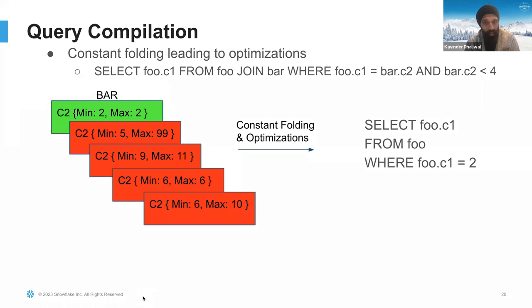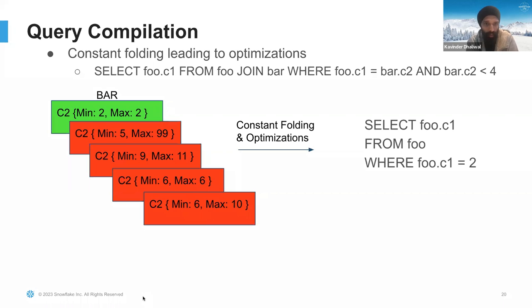The min-max values of C2 in that file, regardless of how many rows it has, will be 2. That lets us substitute 2 for bar.C2, and effectively we can rewrite the entire query to select a single column from foo with a constant filter on foo. This unlocks a new opportunity to prune on foo based on this predicate. Perhaps it will even lead to entire constant folding of the query, where we detect that even foo.C1 equals 2 leads to a constant set of data files, and then we can just return the result without even having to execute it at all. That happens in some cases, but in the average case, we can do interesting optimizations like this.